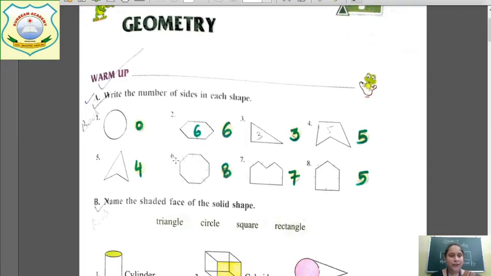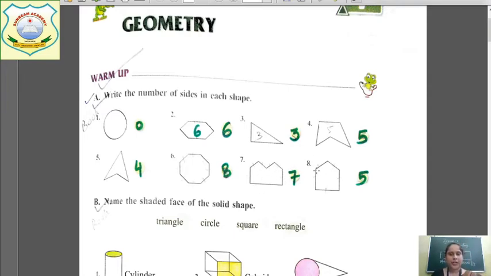Now count the number of sides. 1, 2, 3, 4, 5, 6, 7, 8. So there are 8 sides in this figure. Okay, you have to count the line segments in the figure. Now see, come to figure number 7. Now how many line segments? Count with me. 1, 2, 3, 4, 5, 6, 7. So write down 7.